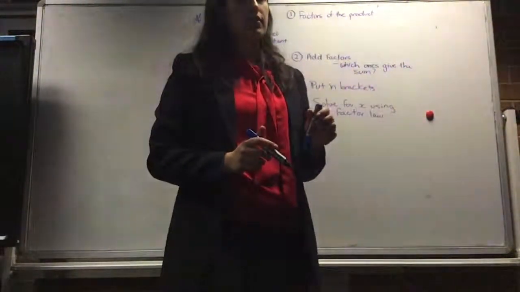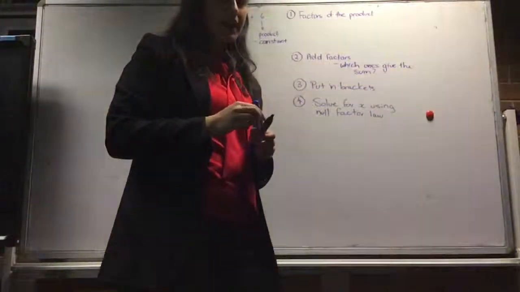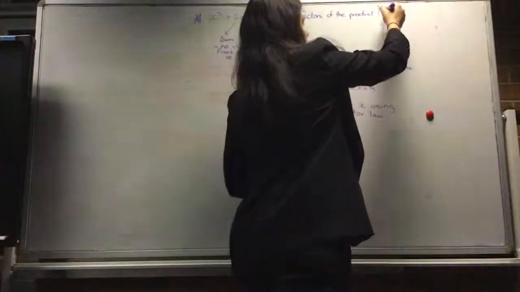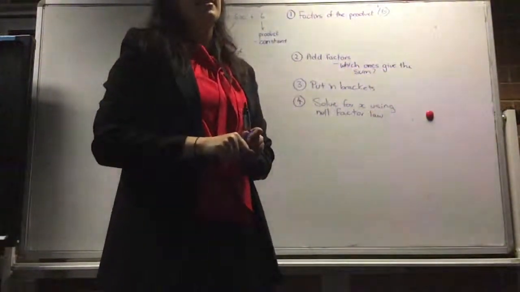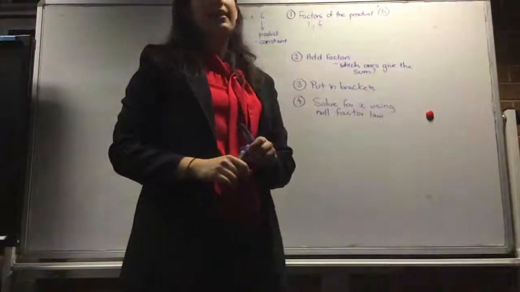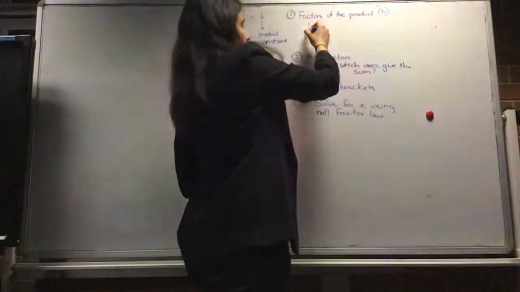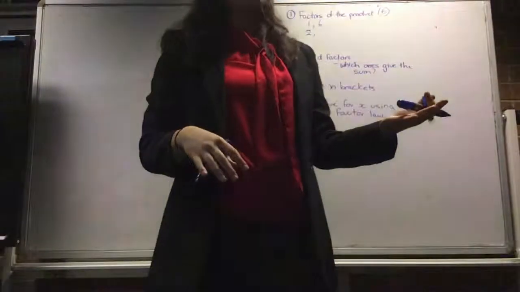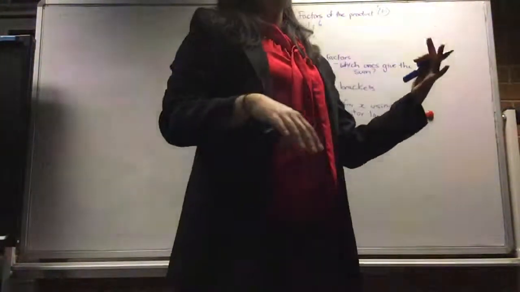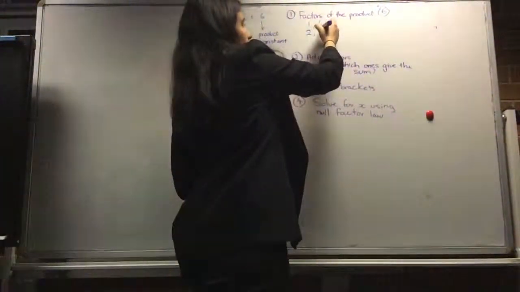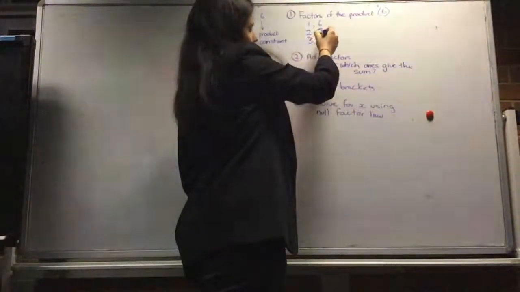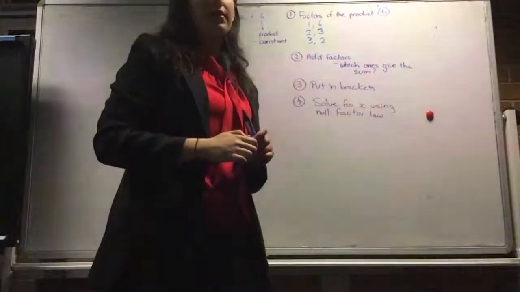factors of the product. What are the numbers that multiply together and give you 6? The product 6. In this case, what are the numbers that multiply together to give you 6? Well, we know that 1 times 6 is 6. Then we can go 2. 2 times what equals 6? If you're not sure about that, go 6 divided by 2, which is 3. So 2 times 3 equals 6. If 2 times 3 equals 6, then it makes sense that 3 times 2 is also 6.